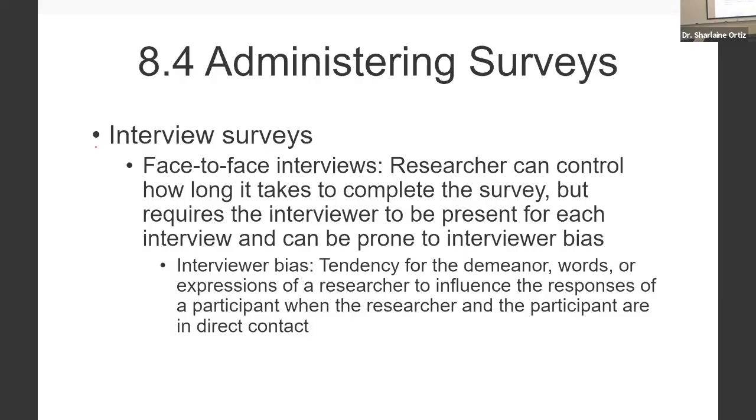So let's look at another method to conduct a survey, and that is through an interview. Through an interview, we have the method of doing it face-to-face. We have the ability to do things face-to-face.